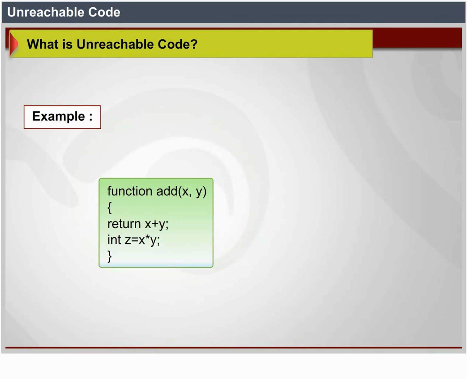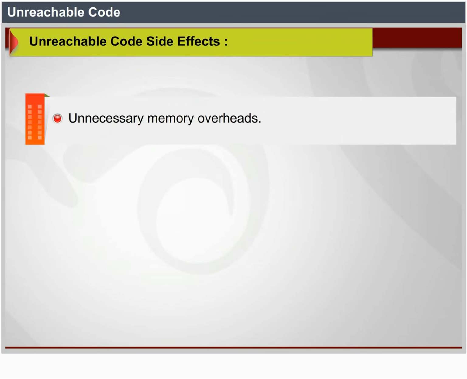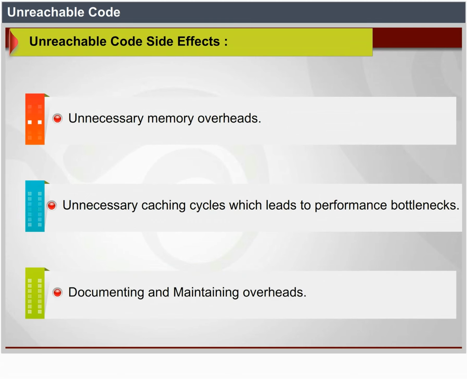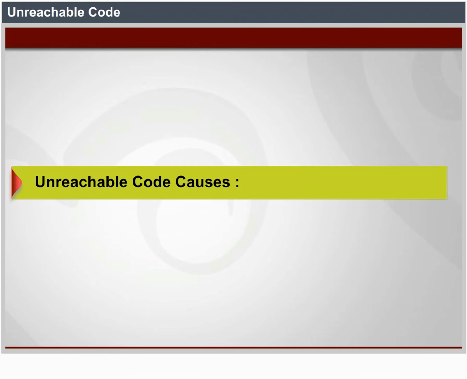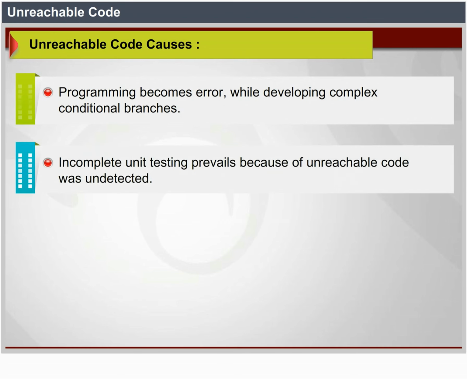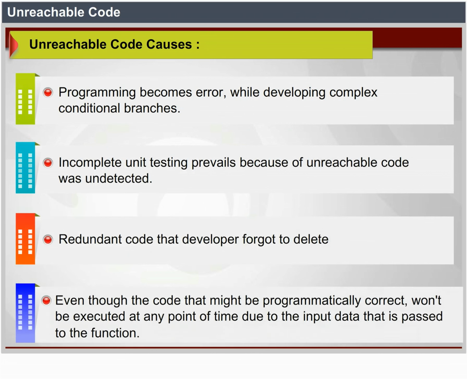Unreachable code side effects. Unnecessary memory overheads, unnecessary caching cycles, which leads to performance bottlenecks. Documenting and maintaining overheads. Unreachable code causes. Programming errors while developing complex conditional branches, incomplete unit testing because of which unreachable code was undetected, redundant code that the developer forgot to delete, the code that might be programmatically correct but won't be executed at any point of time due to the input data that is passed to the function.